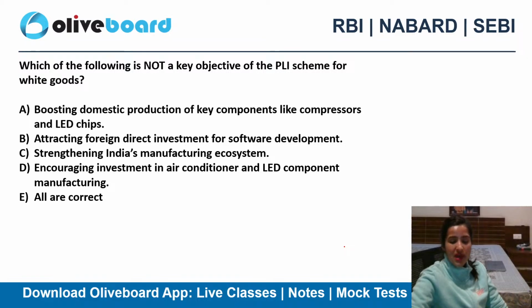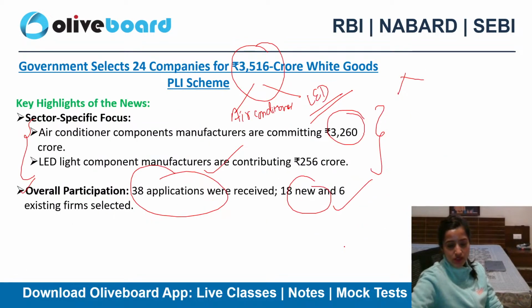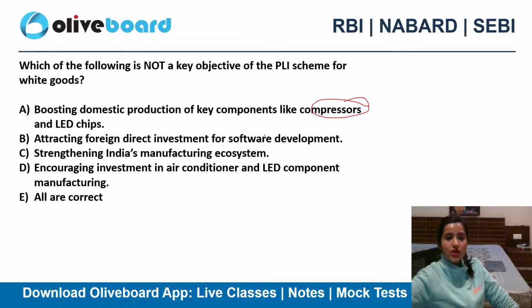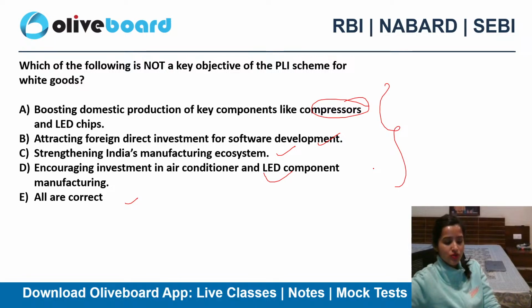All right. Now, based on whatever we have discussed, let's solve a question. Which of the following is not a key objective of the PLI scheme for white goods? Boosting domestic production of key components like compressors and LED chips. Did we talk about compressors? Attracting foreign direct investment for software development. Strengthening India's manufacturing ecosystem. Encouraging investment in air conditioner and LED component manufacturing. All are correct. So what is the answer to this question?